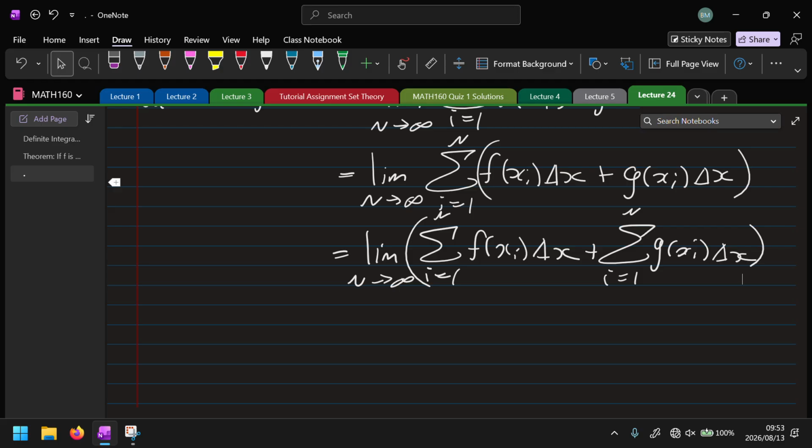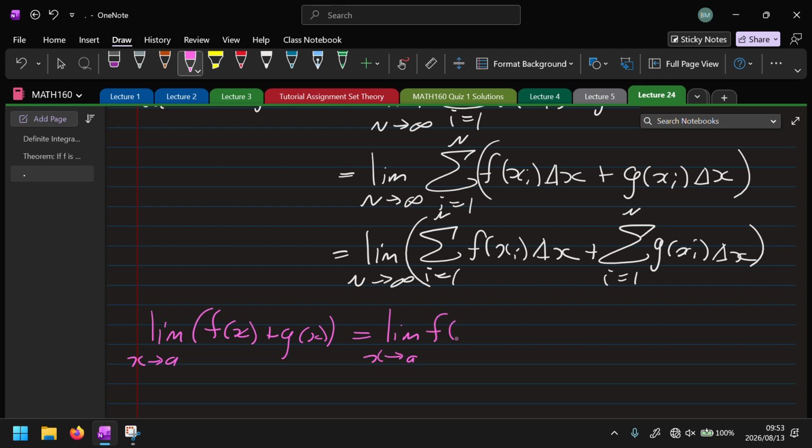So we have something like this. The limit as x goes to a of f of x plus g of x is equal to the limit as x goes to a of f of x plus the limit as x goes to a of g of x. It was limit law number 1.